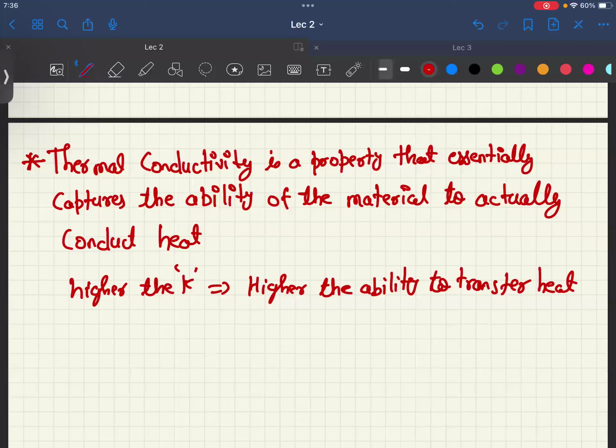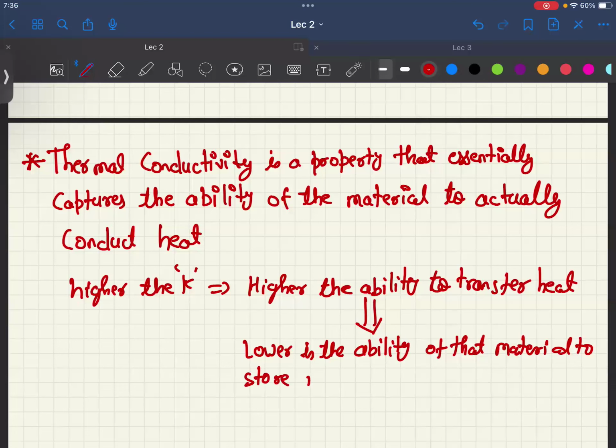What does this mean? It means that, let's say, 10 quanta of energy, 10 joules of energy is coming to that material, and it is transferring, let's say, 10 joules of energy. What does that mean? The ability of that material to store the heat is very less. Okay? So higher the k, higher the ability of the material to transfer heat, that means lower is the ability of that material to store heat. And what is the ability of a material to store heat? That is nothing but Cp, specific heat capacity. Okay? That means lower the Cp value. Just an intuitive understanding of what we can do. Okay?